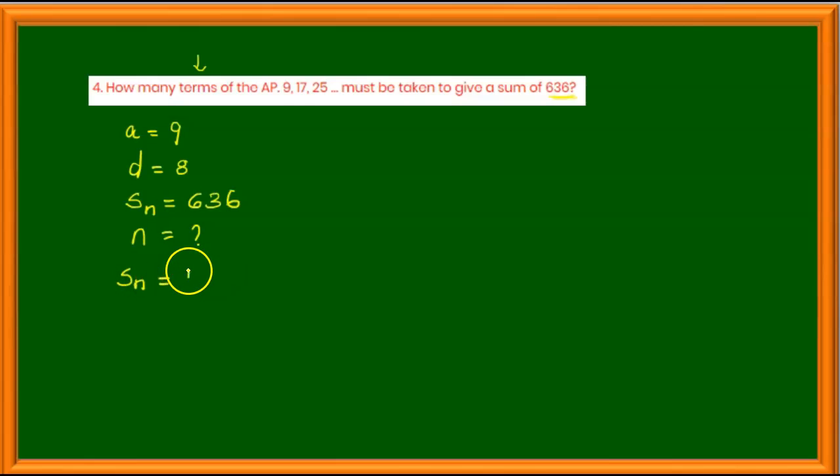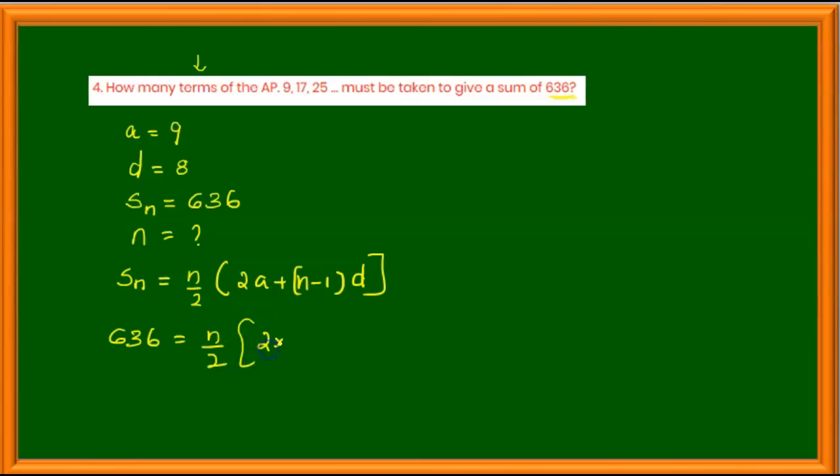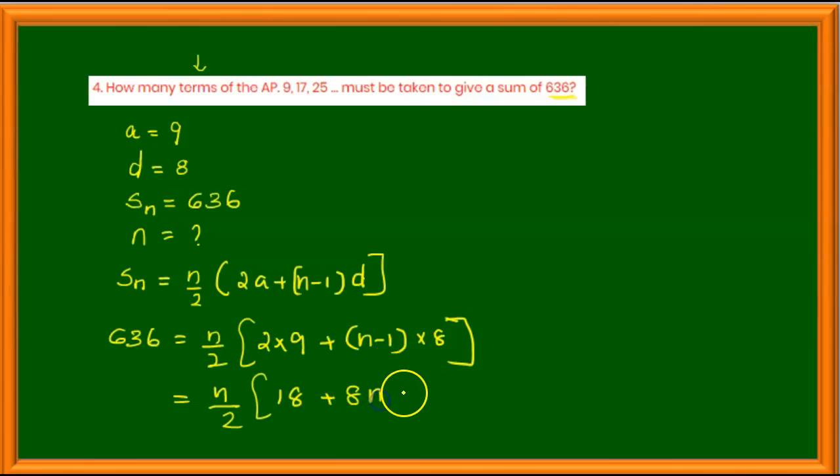Write the formula. Sn is equal to n by 2 into 2a plus n minus 1 into d. Correct? And then substituting the values, 636 is equal to n by 2 into 2 into 9 plus n minus 1 into d, which is again 8. So simply open the bracket first in the inside one. So we will get n by 2, 2 into 9, it's 18, and opening this bracket you will get 8n minus 8.